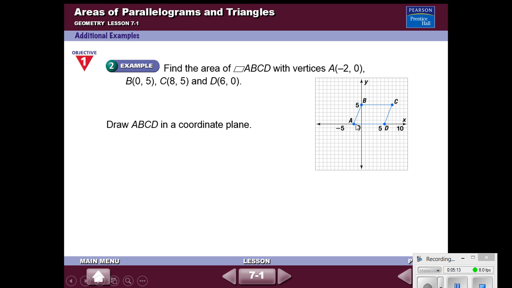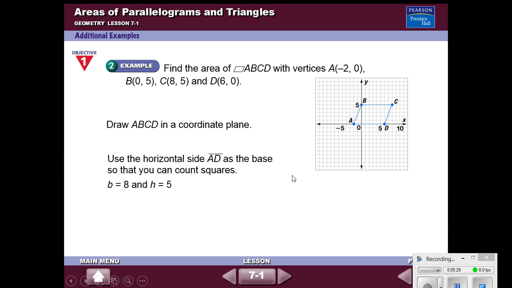And the base is going to run from A to D, which is a span from -2 in the x value to 6. So that's 8 units that we're spanning along here, and the height is 5. So our area should be 40. So as you can see here, the area is 40.